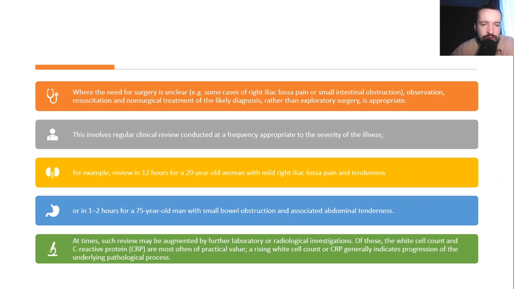At times, such review may be augmented by further laboratory or radiological investigations. Of these, the white cell count and C-reactive protein are most often of practical value. A rising white cell count, or CRP, generally indicates progression of the underlying pathological process.